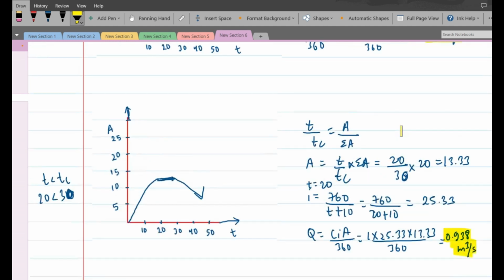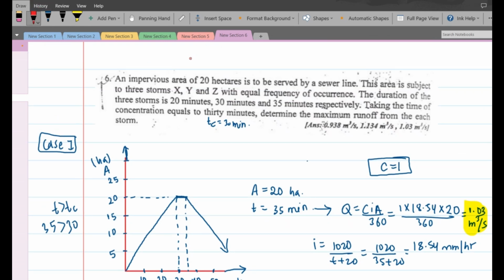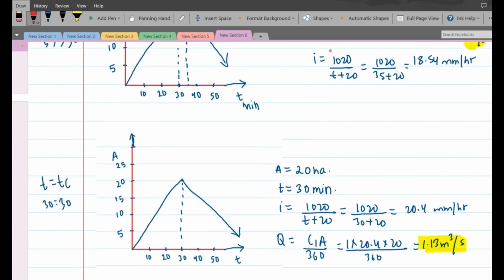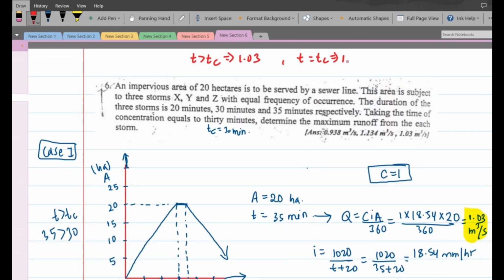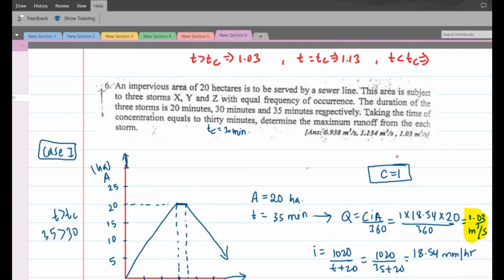So let's compare this. Let's write here: for T greater than Tc, it will be 1.03; when T is equal to Tc, it will be 1.13; and if T is less than Tc, it will be 0.938.